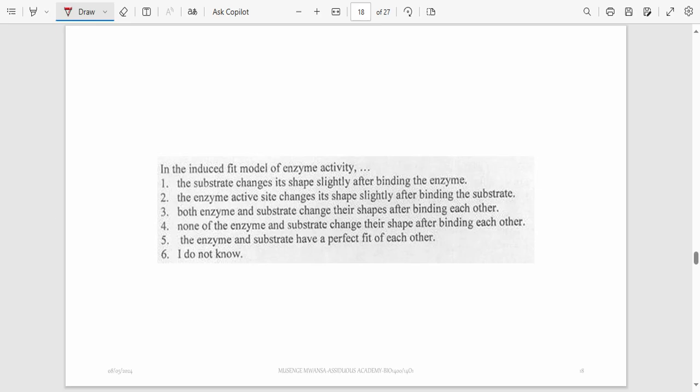In the induced fit model of enzyme activity, number one, substrate changes its shape slightly after binding the enzyme. Number two, enzyme active site changes its shape slightly after binding the substrate. Number three, both enzyme and substrate change their shape after binding each other. Number four, none of the enzyme and substrate change their shape after binding each other. Number five, the enzyme and the substrate have a perfect fit of each other. Which one is the best option?